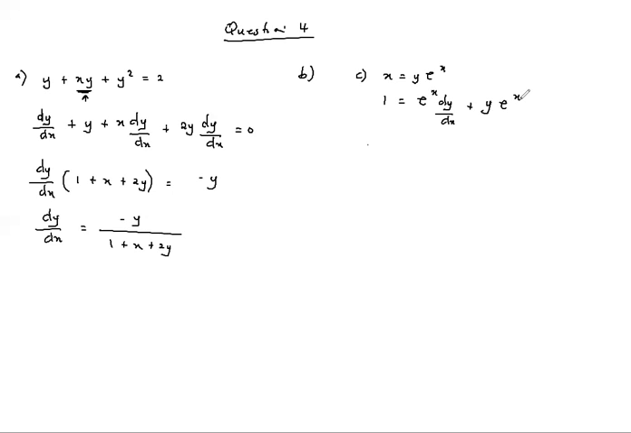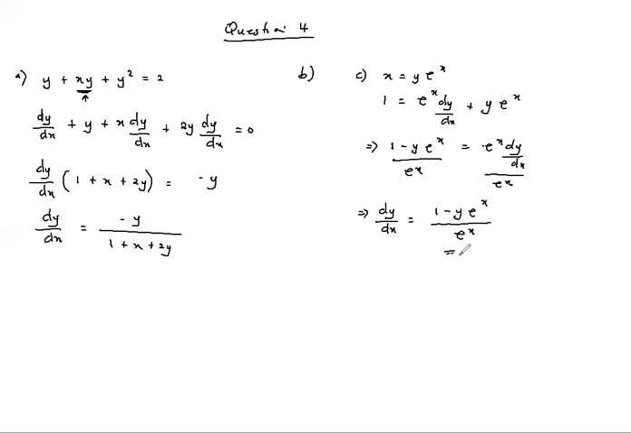So we're looking for dy/dx. So we have 1 minus y e^x is equal to e^x dy/dx. You can divide by e^x, so you remain with dy/dx is equal to 1 minus y e^x over e^x, like that. And that's how you obtain the derivative of that one. Okay, what about D?